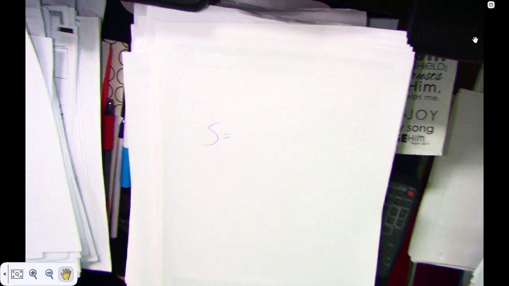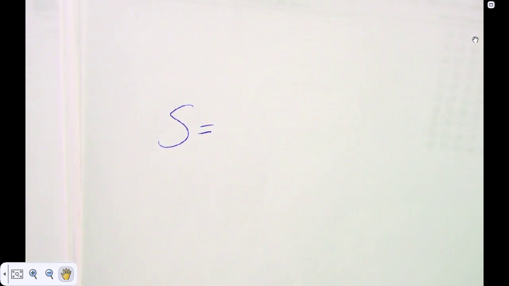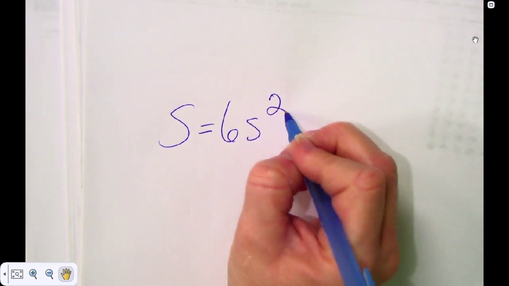Oh, that's easy on our calculator. Boom, we got one little button to push. So we could just do side squared, and then multiply it by 6. So to get the surface area, let me make this bigger now. You would multiply 6 times side squared.